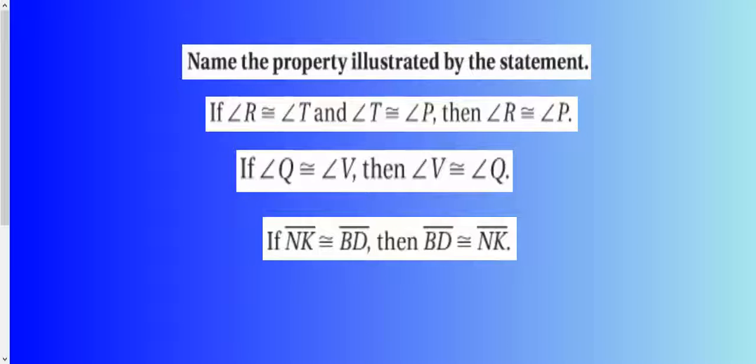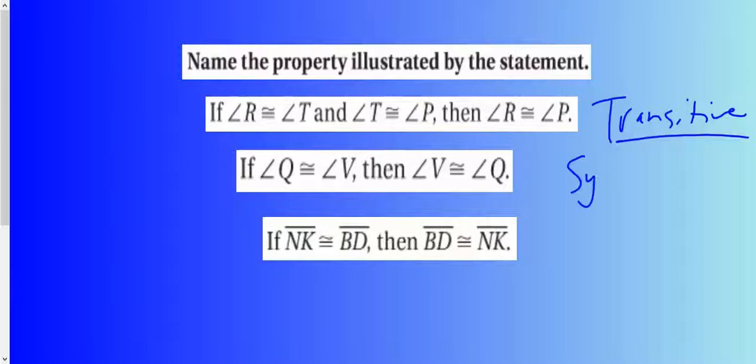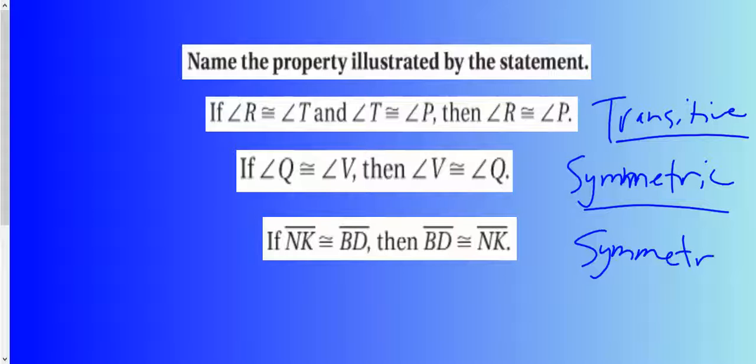Okay, so a couple examples. If R is congruent to T and T is congruent to P, then R is congruent to P. That's transitive. This comes up a lot, and you can just write down transitive. That's okay. Q to V, V to Q, symmetric. And NK to BD, BD to NK, also symmetric. So there's just a couple examples for you.